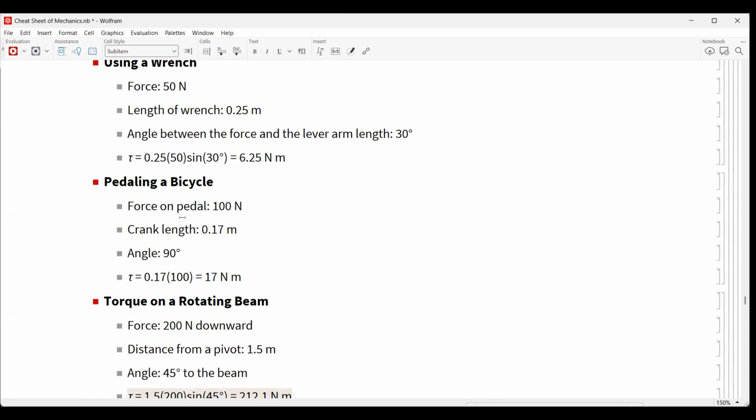Pedaling a bicycle: force on the pedal 100 newtons, crank length 0.17 meter, the angle is 90 degrees. The torque is 0.17 times 100, because sine 90 degrees is equal to 1, so that is 17 Newton meters.